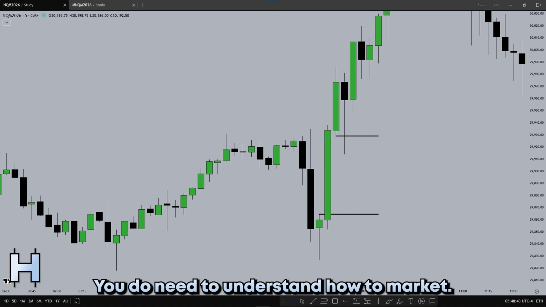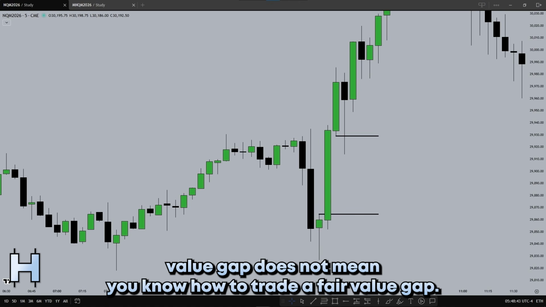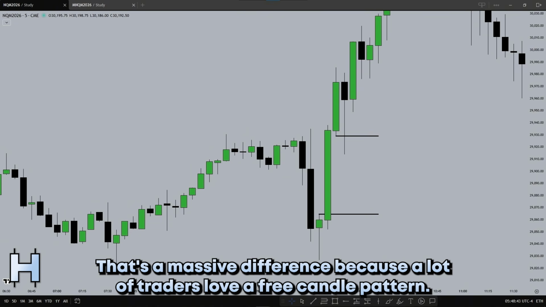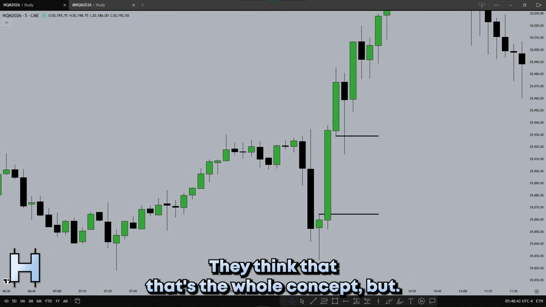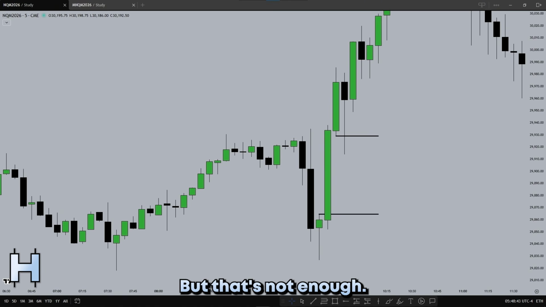You do need to understand how to mark it, but knowing how to mark a fair value gap does not mean you know how to trade a fair value gap. That's a massive difference, because a lot of traders learn the 3 candle pattern. They think that's the whole concept. They think if I can spot the gap, I can trade the gap, but that's not enough.